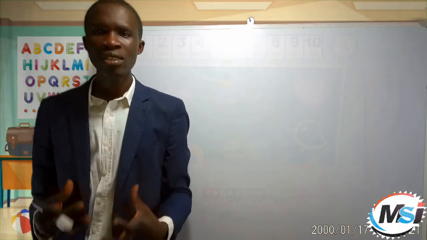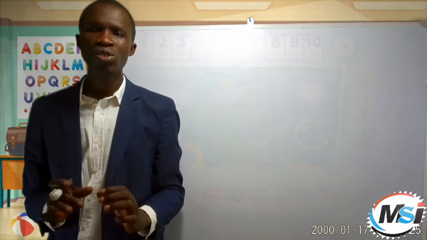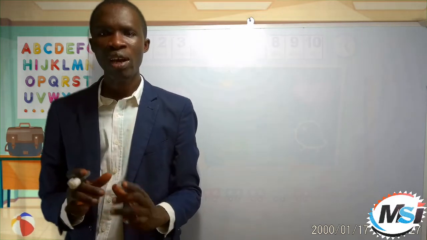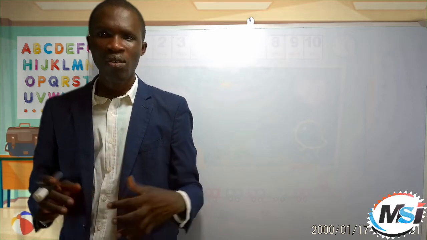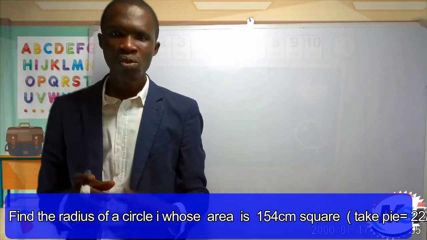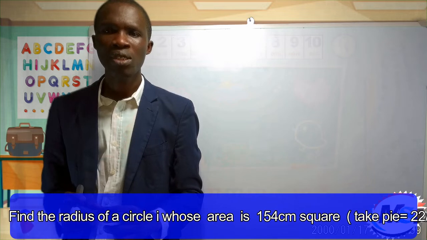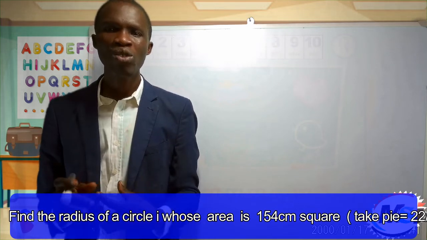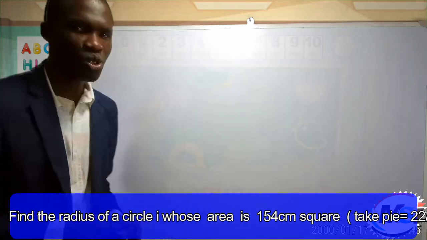Okay class, let's take a look at this question. The question is, find the radius of a circle whose area is 154 centimeter square. Take pi to be 22 all over 7. So let's solve this question together.